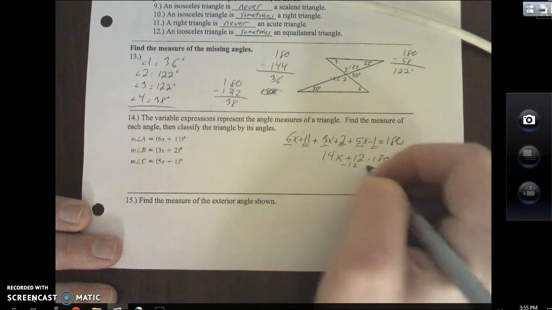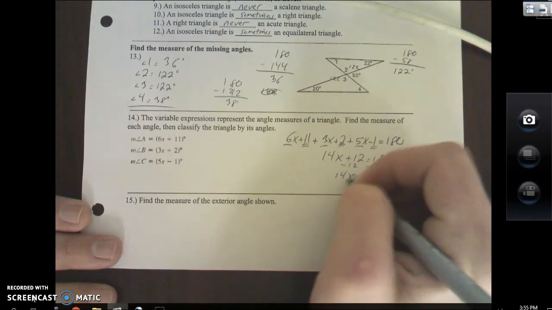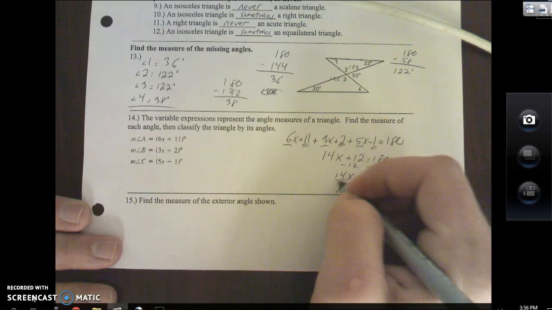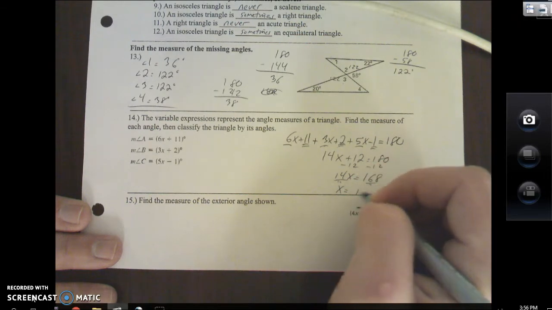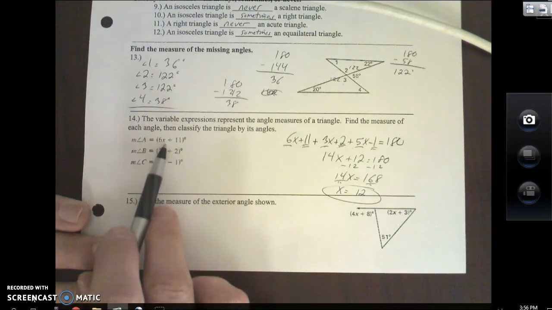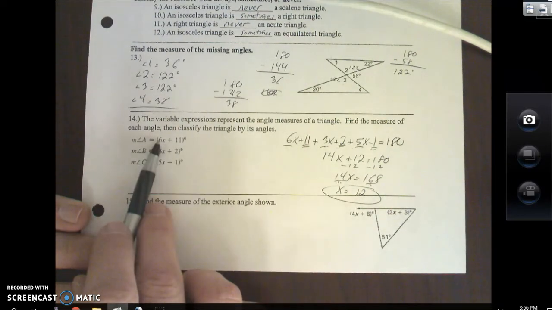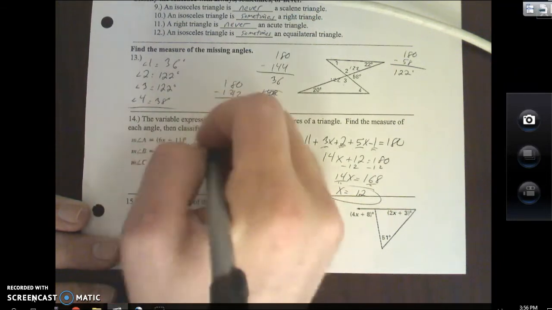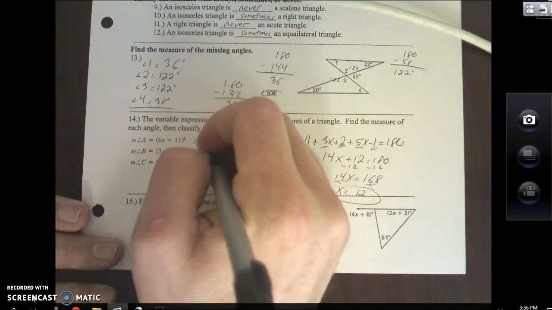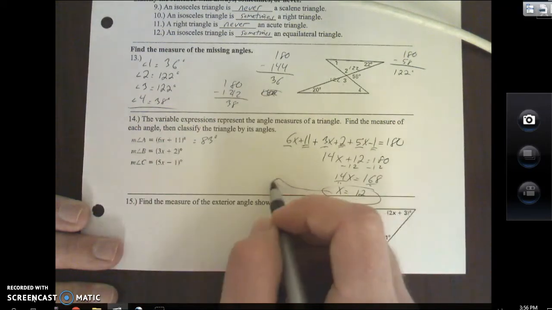Subtract 12 from both sides. 168. Divide by 14. X equals 12. Okay, so now I'm getting closer. Take this 12 and plug it back in over here. 12 times 6 is 72. 72 plus 11 is 83 degrees. Okay, plug in.